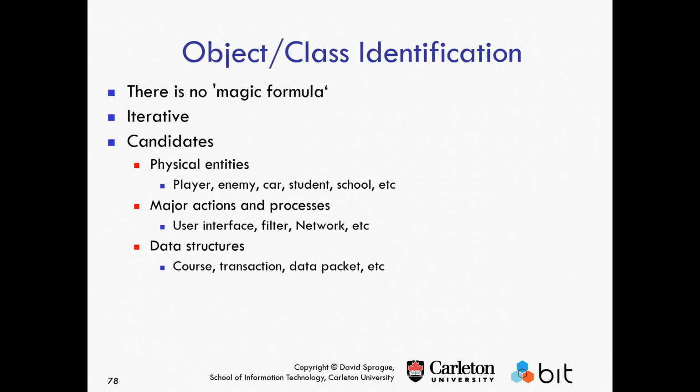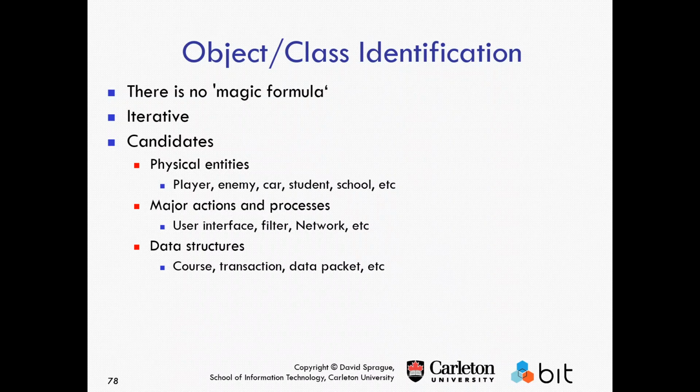In general, the things you normally think about are physical entities, like a video game player, or an enemy on the screen, or a particular car. It may be an action or a process, so maybe it's a filter, an image filter that changes things. Think of it like a verb. It passes something through the filter, changes the data, and turns it into something else.